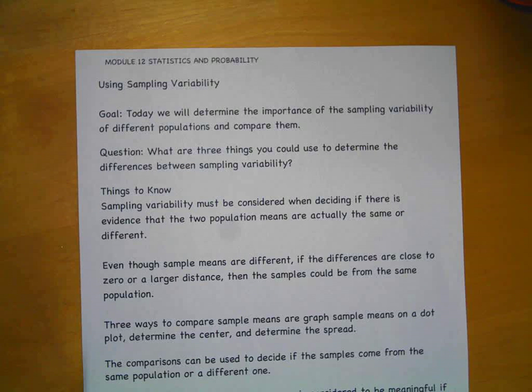So sampling variability must be considered when deciding if there is evidence that the two population means are actually the same or different. Even though sample means are different, if the differences are close to zero or a larger distance, then the samples could be from the same population.